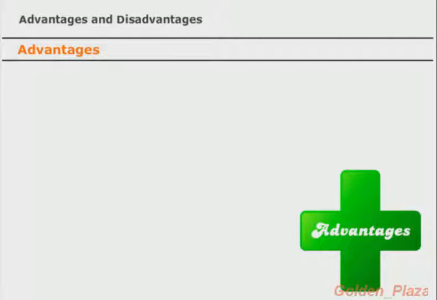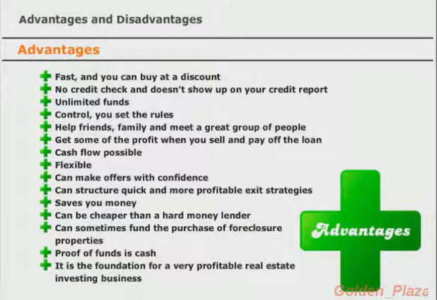What are some of the advantages of using private money for your real estate investments? Here are some reasons why private money is a great way to invest in real estate. Fast, and you can buy at a discount. No credit check, and doesn't show up on your credit report. Unlimited funds. Control. You set the rules. Help friends, family, and meet a great group of people. Get some of the profit when you sell and pay off the loan. Cash flow possible. Flexible. Can make offers with confidence. Can structure quick and more profitable exit strategies.